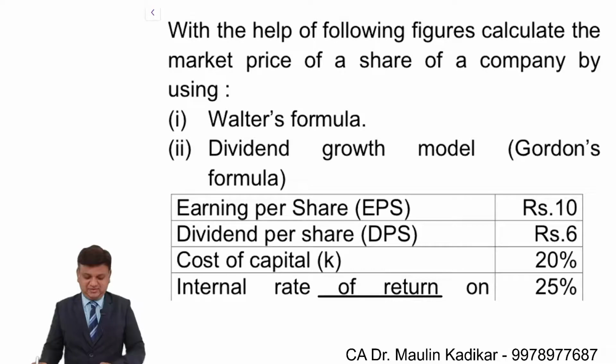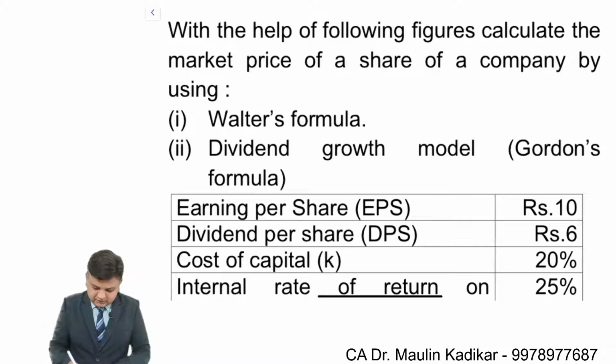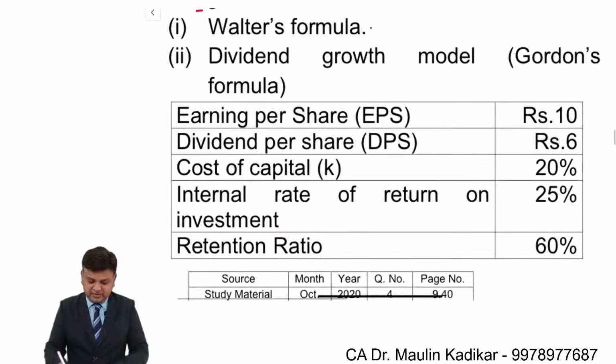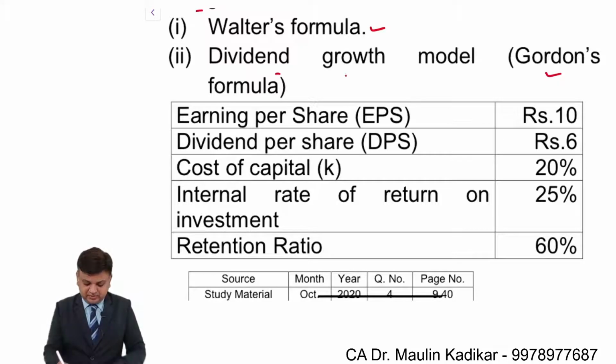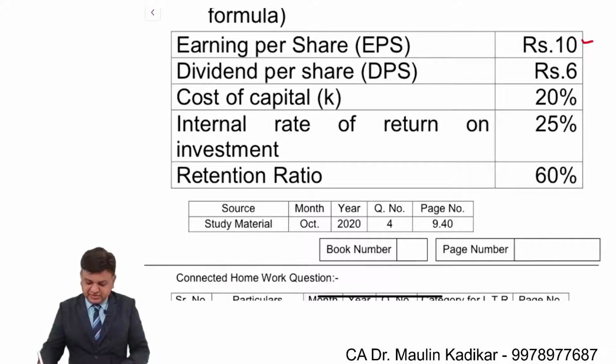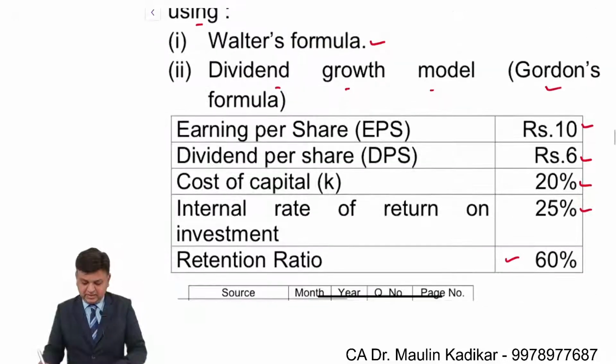Let us see our next question. With the help of following figures, calculate market price of the share of a company by using Walter formula, by using the Gordon formula, that is the dividend growth model. Earning per share is 10, dividend per share is 6, cost of equity is 20%, internal rate of return is 25%, retention ratio is 60%. That is the question.